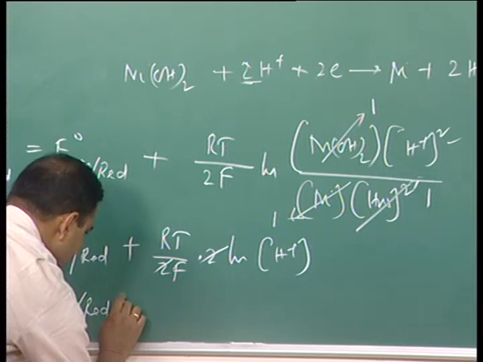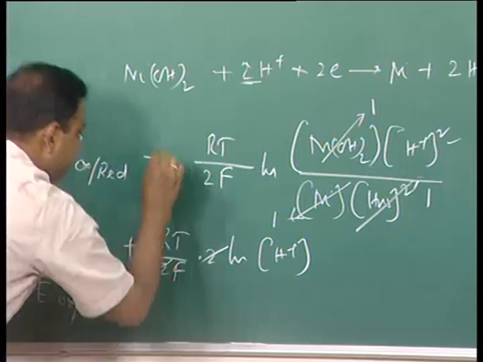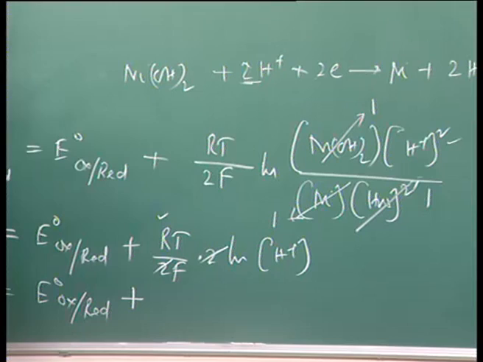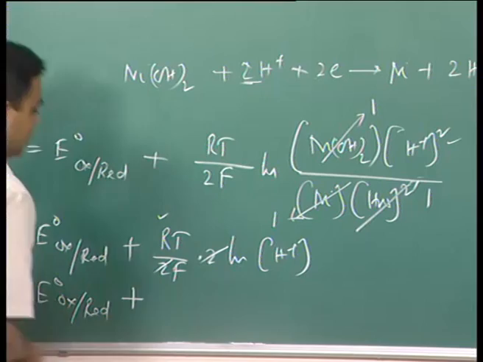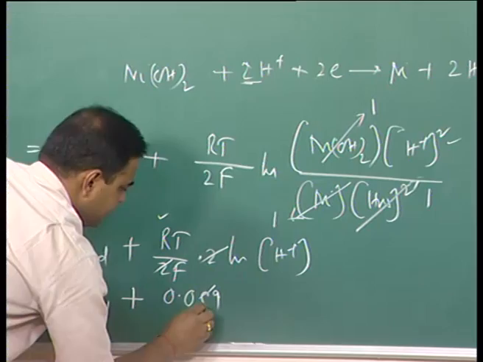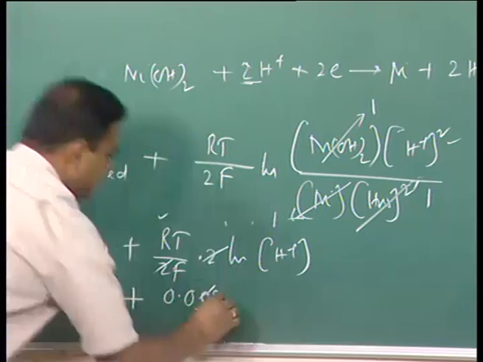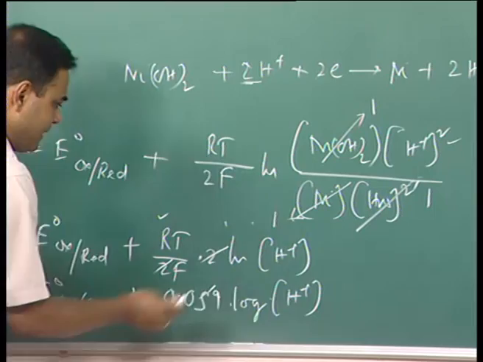So, this 2, 2 is getting cancelled, and then finally, I can write it as E0 ox red plus, now I am putting the value of R, R is 8.314, T is 25 degrees Celsius, which is 298 Kelvin, and F is 96500 coulomb per gram equivalent. If you just put all those values, it would come 0.059 into, now instead of ln I put log H plus.